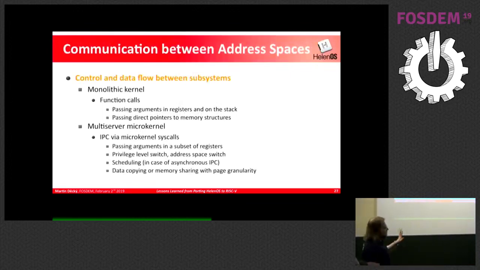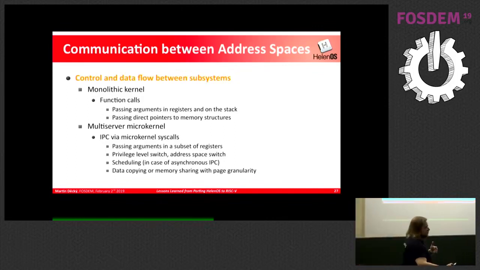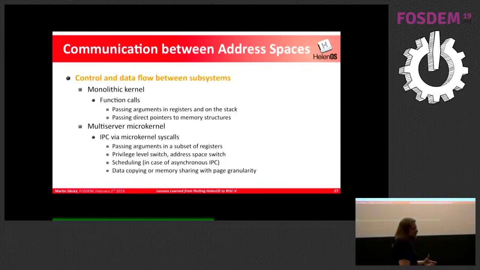So, for example, we would like to optimize the IPC itself. Where's the problem? In a monolithic system, if one subsystem is calling into a different subsystem, all it does is a normal function call. So there is some passing of arguments in registers or on stack, and the code is free to pass direct pointers to data structures. So this is efficient and also insecure, for all the reasons we have already discussed.